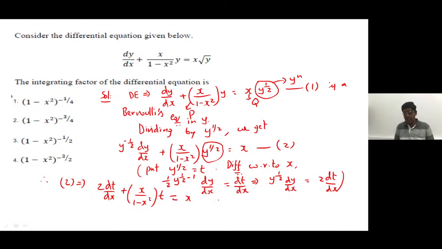So this can be expressed as, that is dividing by 2 on both sides, dy by dt by dx, dt by dx plus x upon 2 times 1 minus x square into t is equal to x by 2. This is a new equation with variables t and x.